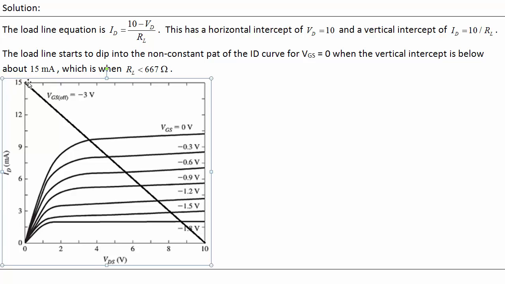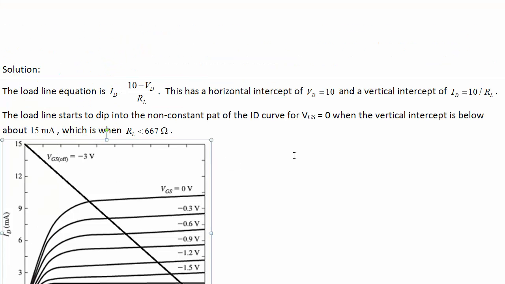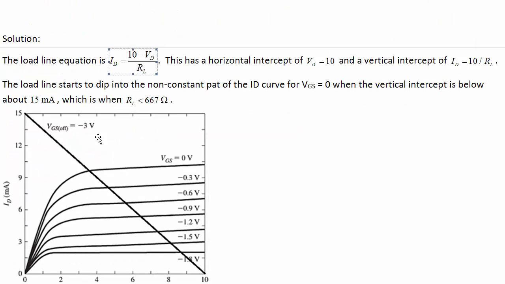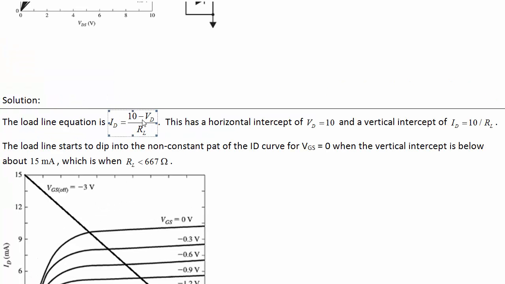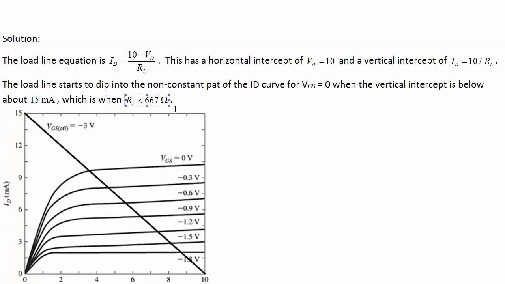So that's at 15 milliamps, and solving this equals 15 milliamps for RL, when VD is 0, we come up with RL is about 670 ohms.